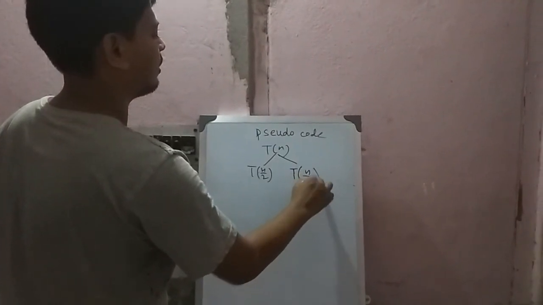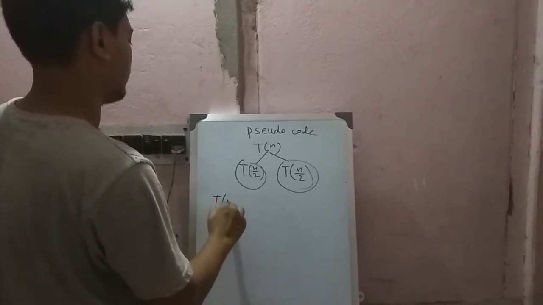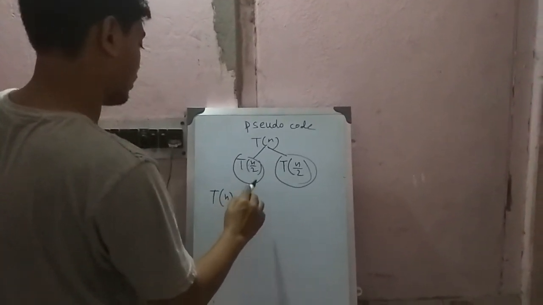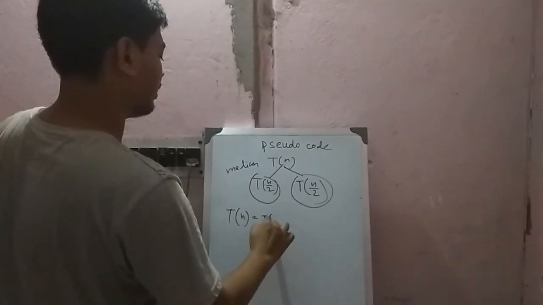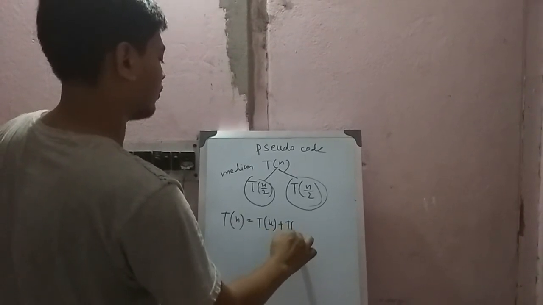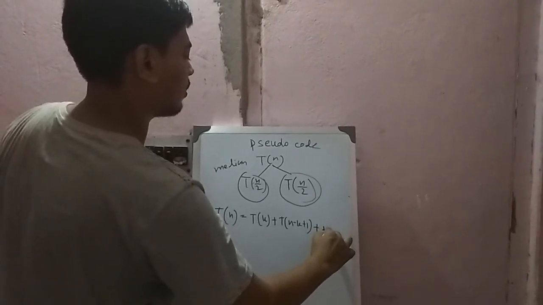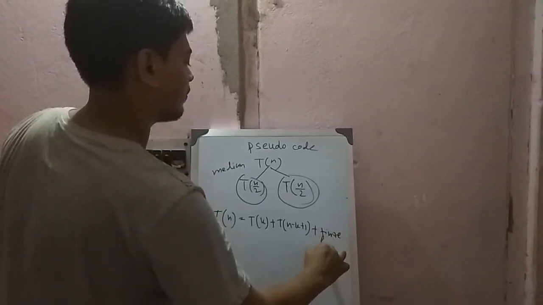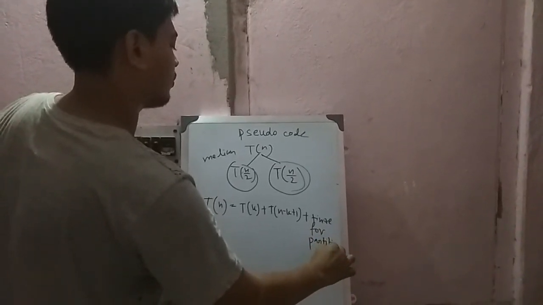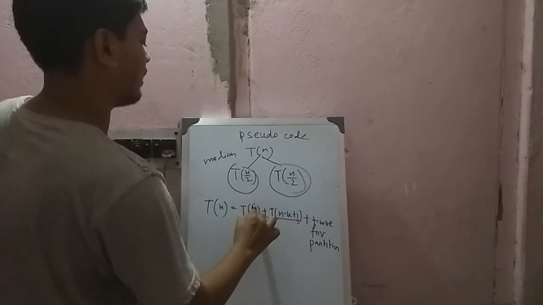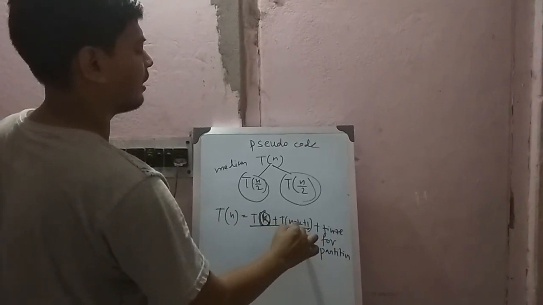Okay, so T(n) will be divided into two parts, T(n/2) and T(n/2). So the time complexity will be T(n) equal to, it is a median, but the overall time complexity will be T(n) equal to T(k) plus T(n minus k plus 1) plus time for partition. So it is general, because you can take the pivot anywhere. So let's take the pivot at the k position and the remaining part n minus k plus 1.